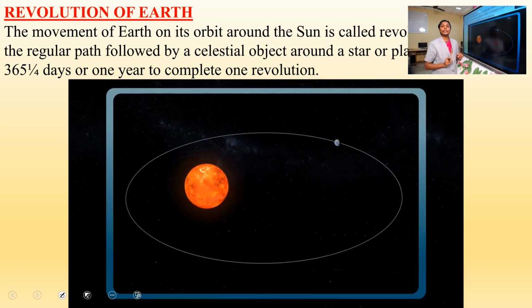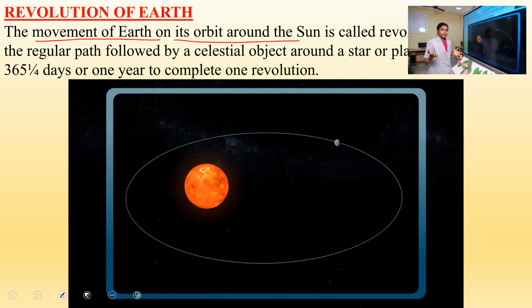Today we will start with the revolution of earth. We have already studied that the earth has two types of movement, the rotation and the revolution. So what is revolution of the earth? The movement of earth on its orbit around the sun is called revolution of the earth.